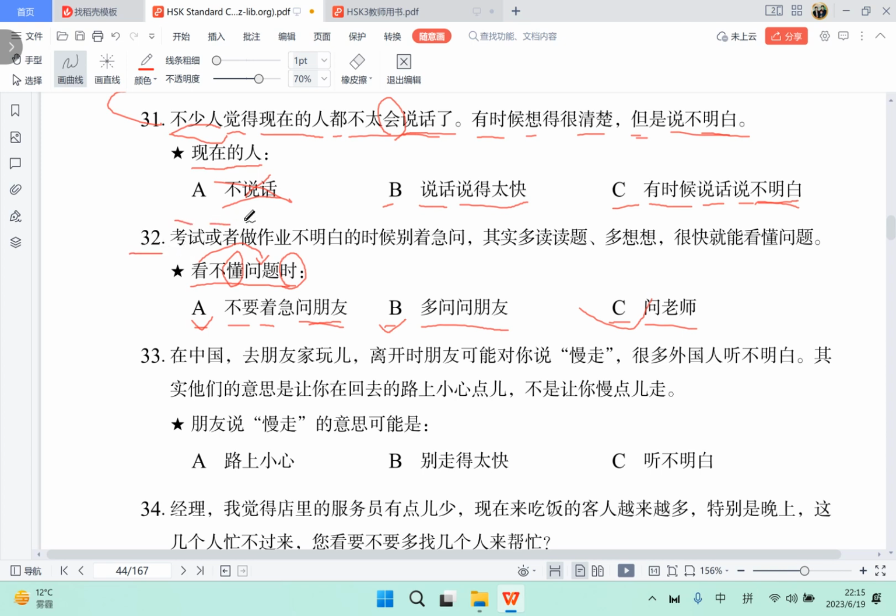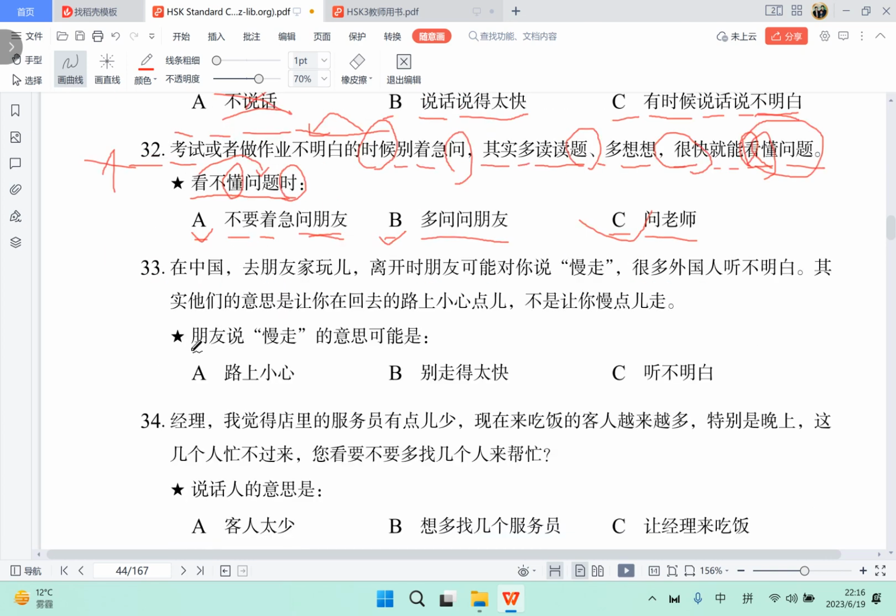考试或者做作业不明白的时候, so when you don't understand while doing homework or having an examination, 别着急问, don't hurry to ask. 其实, actually, 多读题, read the question more, 多想想, think more, 很快就能看懂问题, very soon you'll understand the question. You're going to read and understand the question. Okay, so according to the sentence we choose A, 我们选 A, 不要着急问朋友, don't hurry to ask friends.